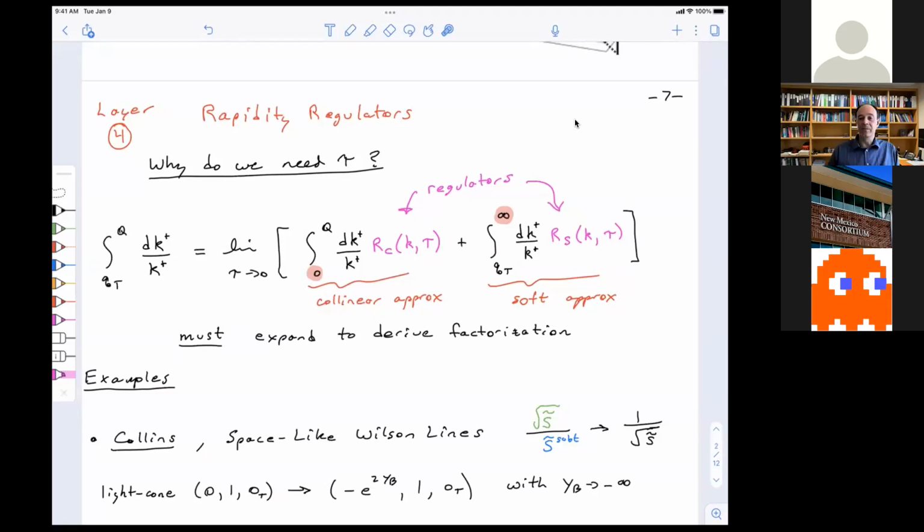So this integral will be a toy example, kind of like the 2 q squared and m squared, and you expand it in 2 different ways to look at the different regions. This is a simpler example even. We have an integral dk plus over k plus with 2 limits, q_T and Q. And we wanted to calculate that.